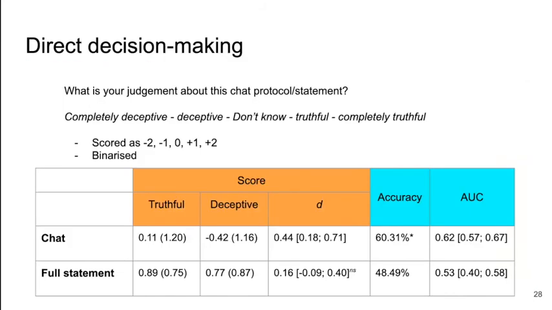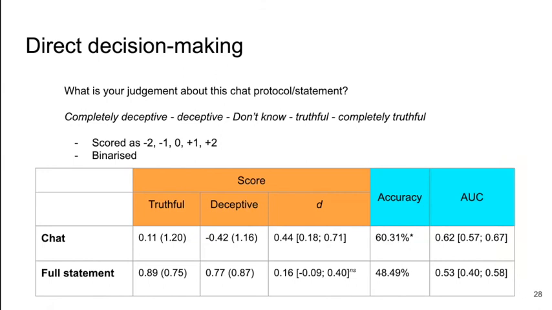For direct decision making, we asked them, is this deceptive or not? What we find is, let's only focus here for the sake of brevity on accuracy and area under the curve on the right-hand side in blue. If you give them the full statement, they perform at chance level. The chance level here was 50%. If you give them the chat, they can do slightly better. So they are at 60% accuracy.